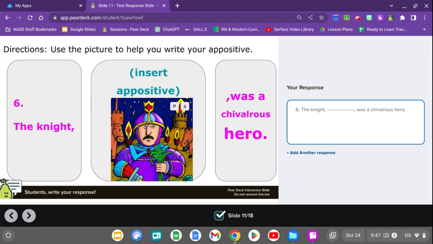I'm going to take the time to include my last appositive. This is the most challenging one. What information can be added to number 6? Please take the time to try to add that little appositive, that extra bit of information, to the middle of the sentence now.